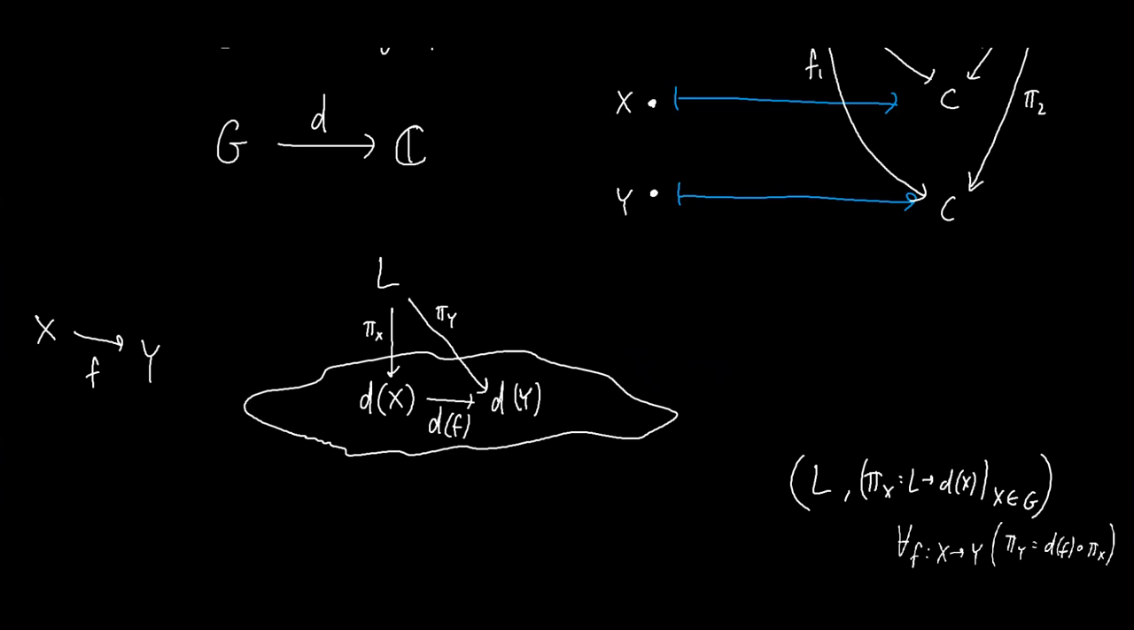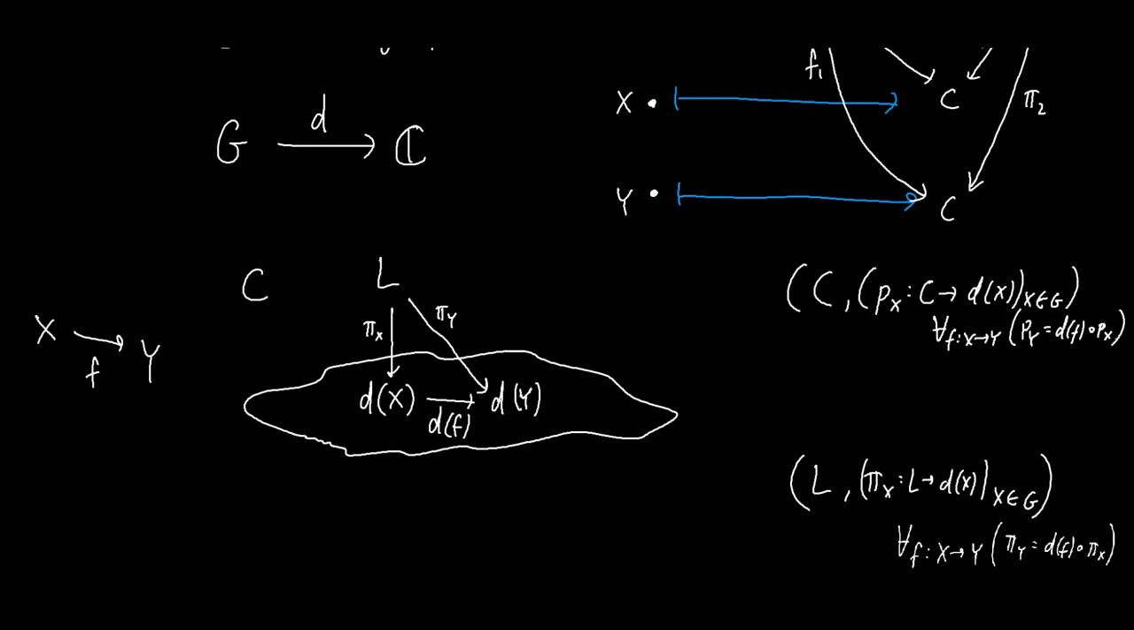If I have another object of the same category, and so what would be another object of the same category? So some object, let's say C. So it should be a pair, C, and a family, right? A family of some P of X's, where each P X is a morphism from C to D of X, where X is an object in G. And then again, the same condition as the other one holds here. So for every F from X to Y, I want P of Y equal to the composite of D of F and P of X. So on the picture, we'll have this P of X.